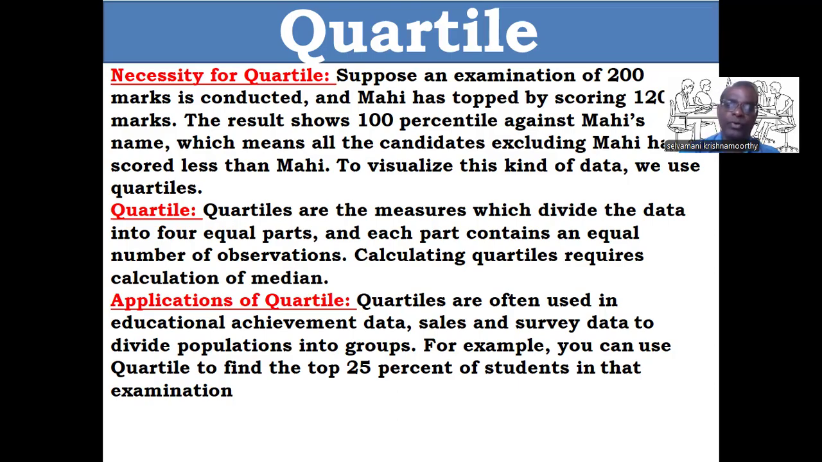Applications of quartile. Quartiles are very much useful in educational achievement data, as we studied in the previous case, as well as sales and service data, to divide the data into groups. For example, you can use quartile to find the top 25% of the students in the examination. Because all data are divided into 4 parts, bottommost 25, second 25, third 25, the fourth 25 should be considered the top 25% of students.